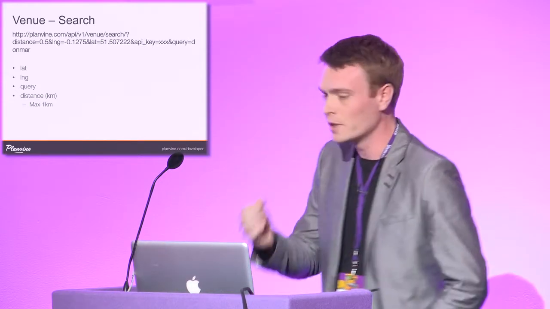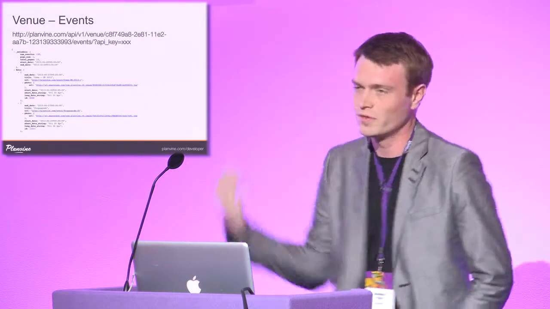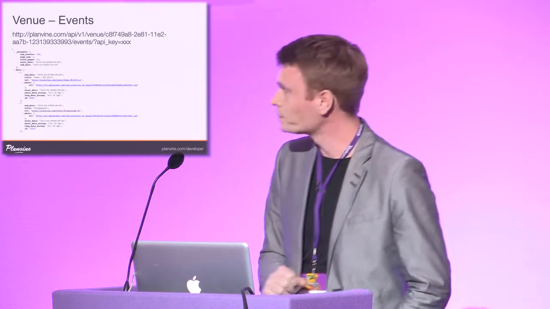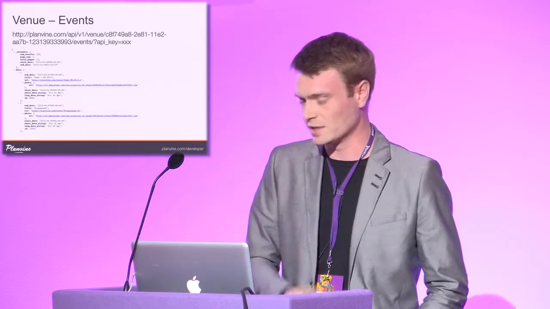We also have a venue endpoint, so you can do a search for a specific venue, and that's done by passing a latitude, longitude, a query for the name of that venue, or you can leave that blank, and then a distance, just a range of how big a range you want, with a max of 1 kilometer. And that will return a list of venues. You can then take any of the venues in that list and get all of the events happening at that venue. Again, same as the main query, that just returns a list of everything that's happening at that specific venue.